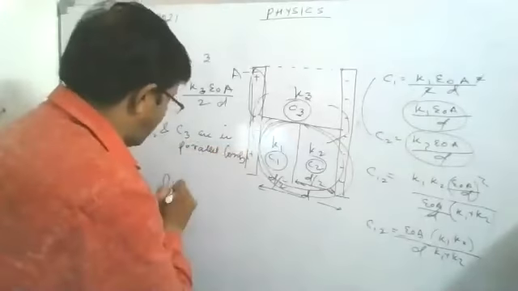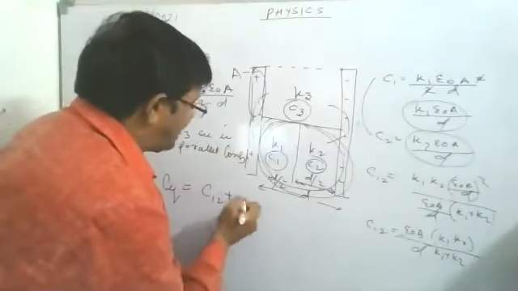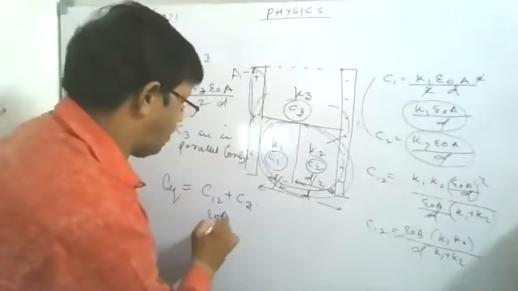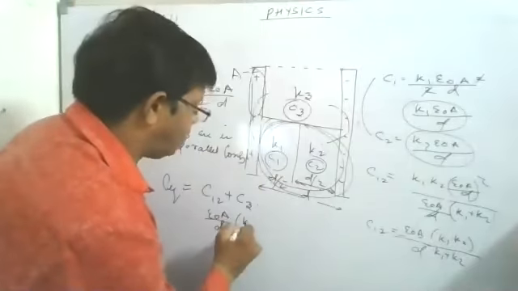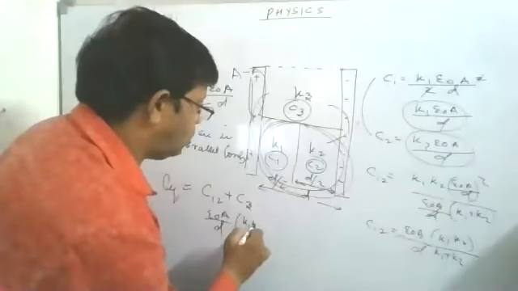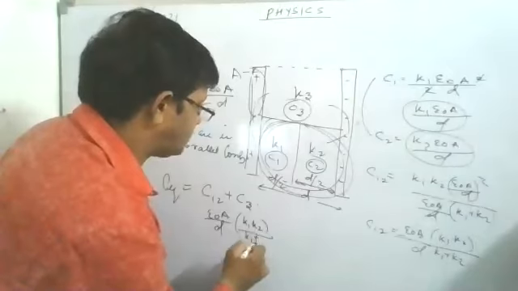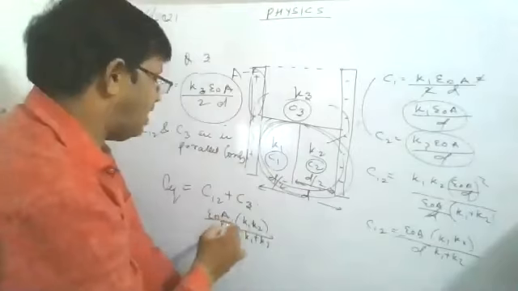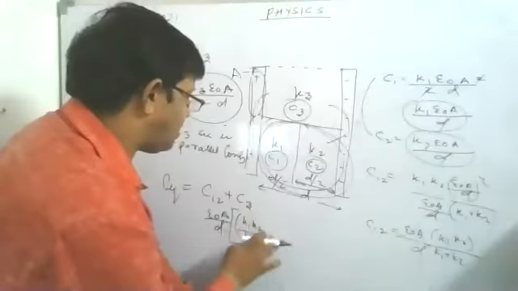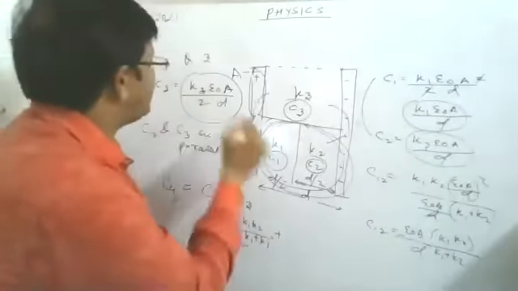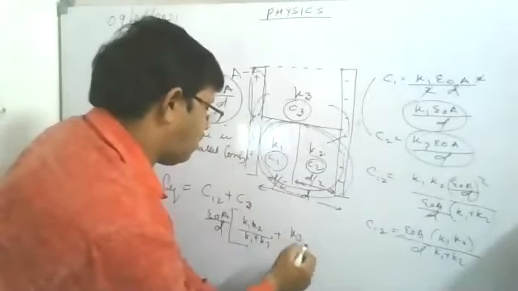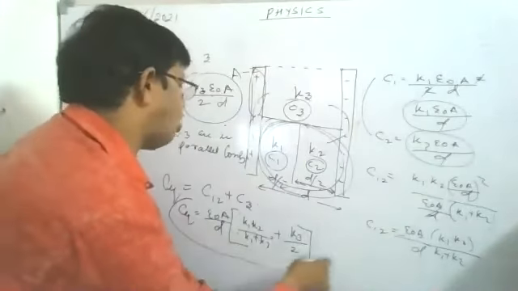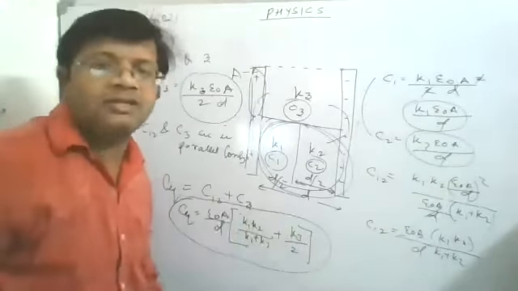So what is the equivalent capacitance, beta? What do we have to do? C12 plus C3. Simply add, beta. Now what is C12? Epsilon naught A by D into K1 into K2 divided by K1 plus K2. Beta, what is C3? This. Take epsilon naught A by D common here too. Beta, what will we do? Write a plus sign here, and this will become K3 by 2. K3 upon 2. This is the equivalent capacitance of this given combination.